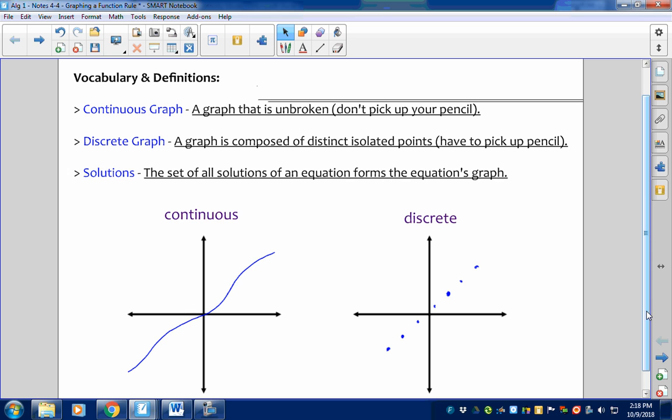So I'm going to ask you to be able to tell me, given a certain scenario, if it makes sense to connect the dots or not, whether it should be continuous or not continuous. So we'll see examples of that today. I'll point them out as we go through it.